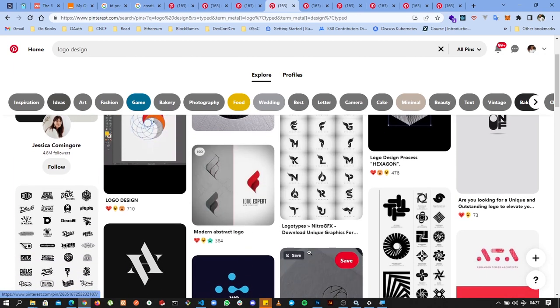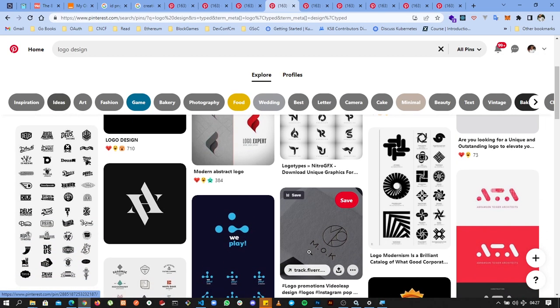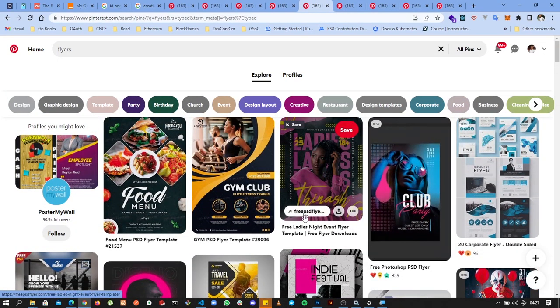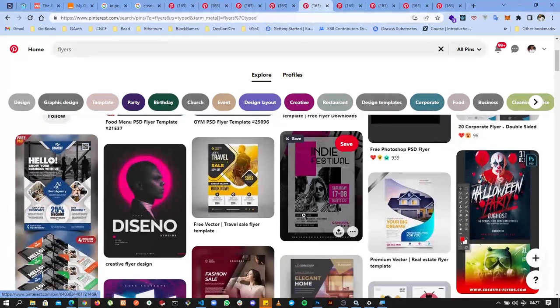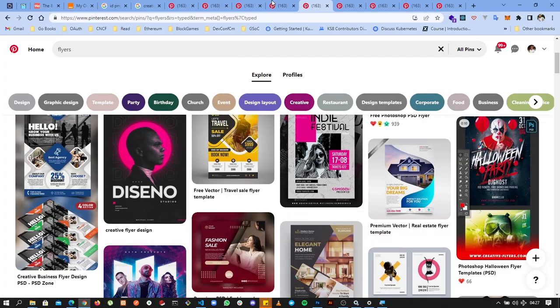Branding, trying to give a particular business an identity, right? When you look at the logo, it's all about the identity of a particular business or a company or an organization, right? The next one we talk about event design, basically doing flyers and posters and banners, right? And moving on to the next type of design project, we have editorial design, basically designing magazines, books, and so on.